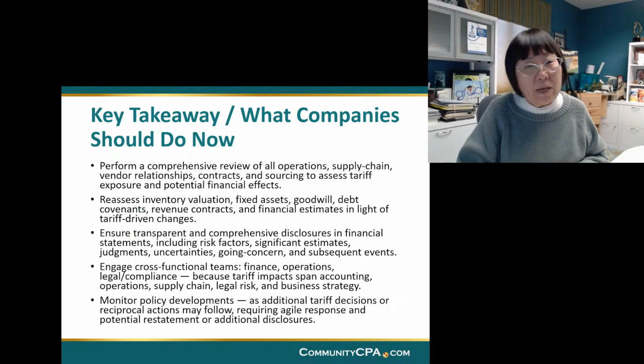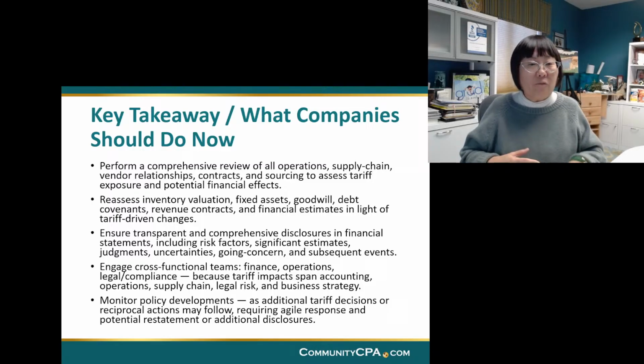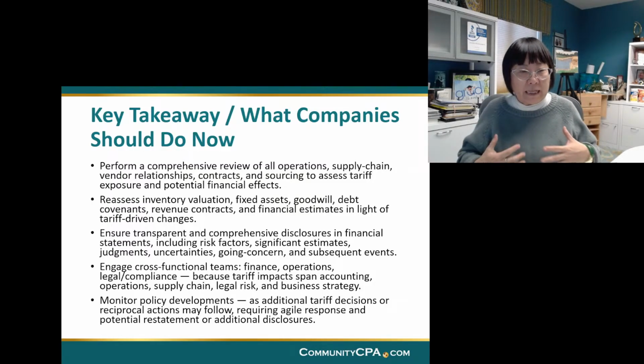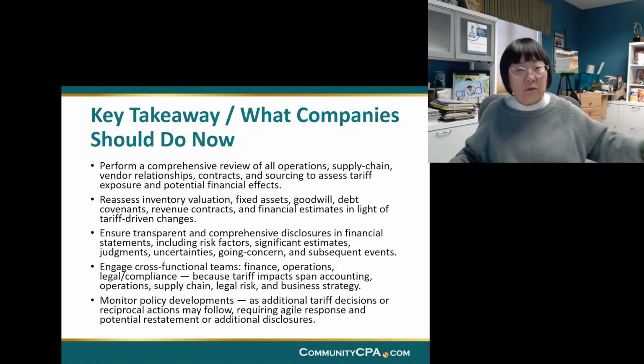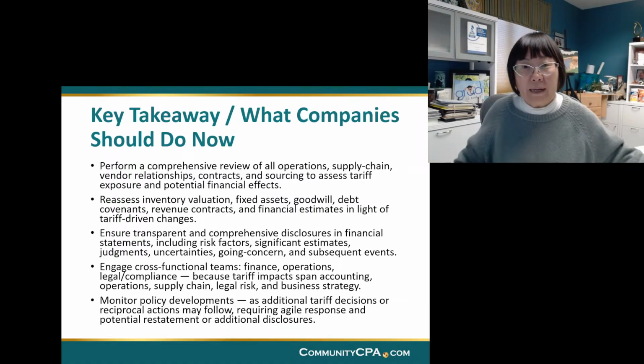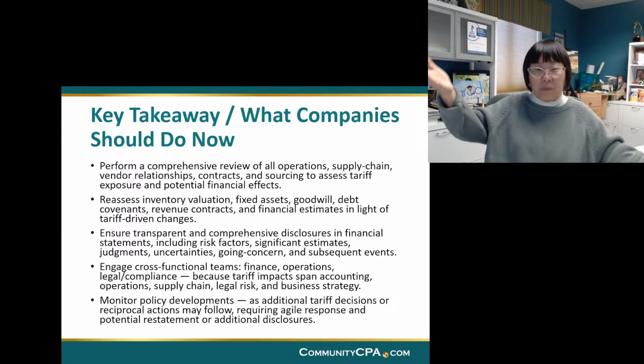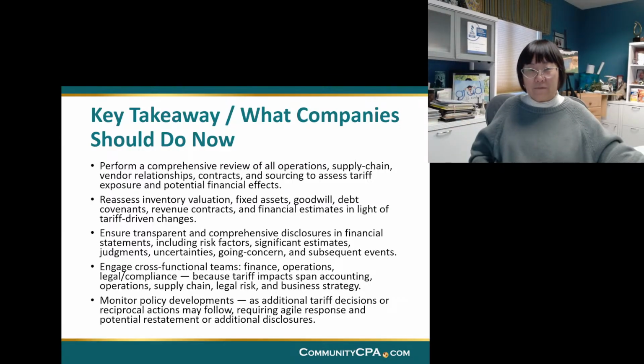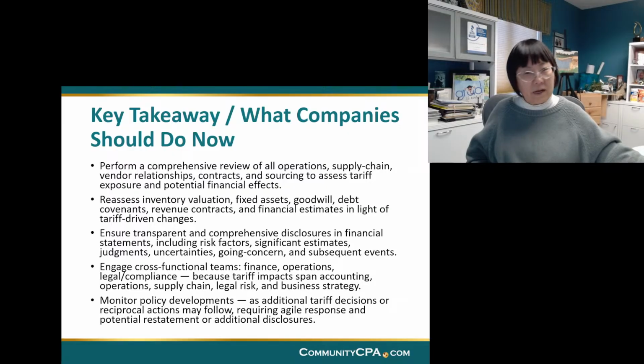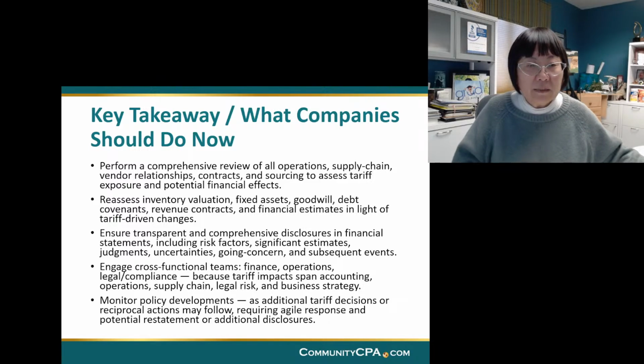The key takeaway of today is that the company should now perform a comprehensive review of all your operations, supply chain, vendor relationships, and contracts. All of these things you want to look at. And right now, if you hire people overseas, there's no tariff tax, right? On the professional service side, there's no tariff tax. It's only on things. So think about that. What does that mean, right?